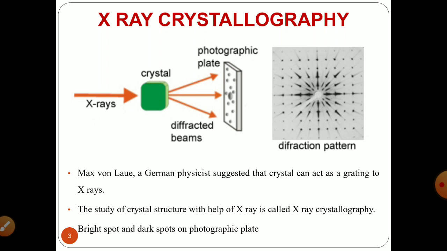The photographic plate is placed in the path of the diffracted X-ray beam, and the waves which are traveling in the same phase give you a bright spot. Whereas if the diffracted waves are out of phase, you will observe interference, and by means of this interference dark spots are observed on the photographic plate.